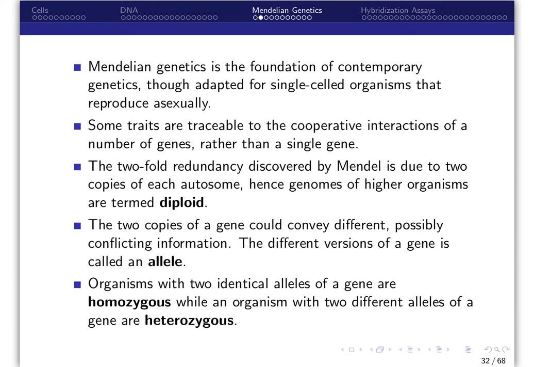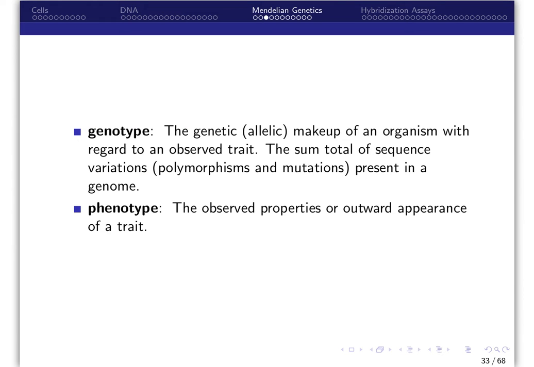termed diploid. The two copies of a gene could convey different, possibly conflicting information. The different versions of a gene are called alleles. Organisms with two identical alleles of a gene are called homozygous, while an organism with two different alleles of a gene is called heterozygous. Genotype refers to the genetic or allelic makeup of an organism with regard to an observed trait, or in other words, is the sum total of sequence variations, including polymorphisms and mutations, that are present in a genome. Phenotype is the observed properties or outward appearance of a trait, for instance, height and eye color.